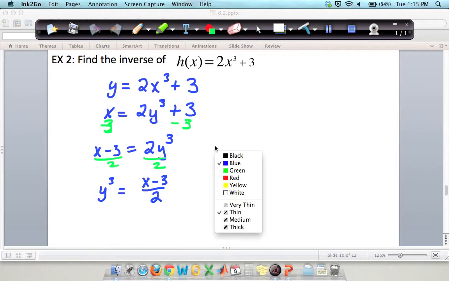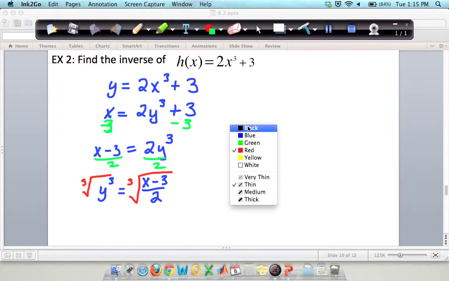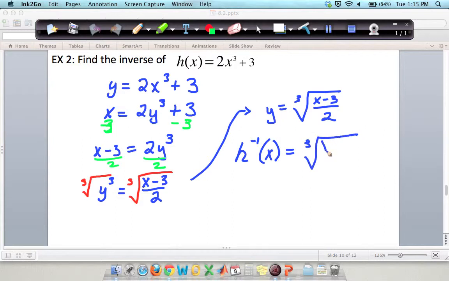And the last step is we want to get y by itself. So instead of y cubed, I just want to have y. So the opposite of y cubed, or what's going to help cancel that out, is taking the cube root of both sides. That's what that little 3, that index of 3 is. So I now have y equals the cube root of x minus 3 divided by 2. And then remember, just to show that I have the inverse, instead of writing y, I'm going to write h inverse of x equals the cube root of x minus 3 divided by 2.